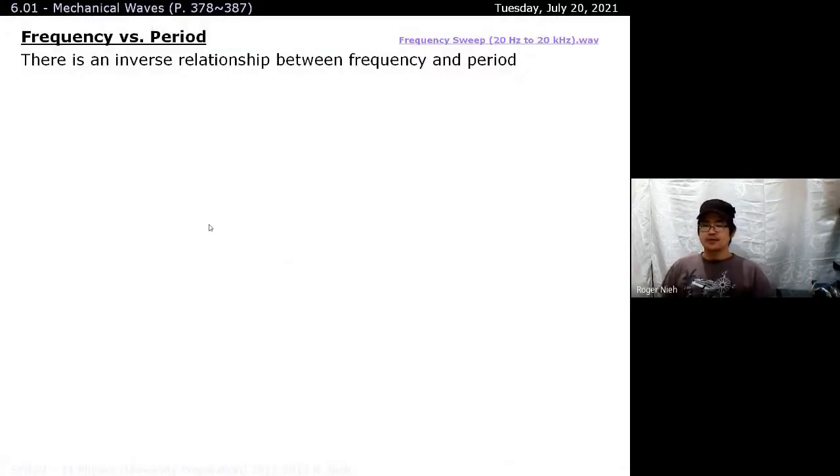So that's what you would have noticed. There's an inverse relationship between period and frequency. So as the frequency increased, the period started to drop. You'll notice that the time between successive crests got closer and closer.